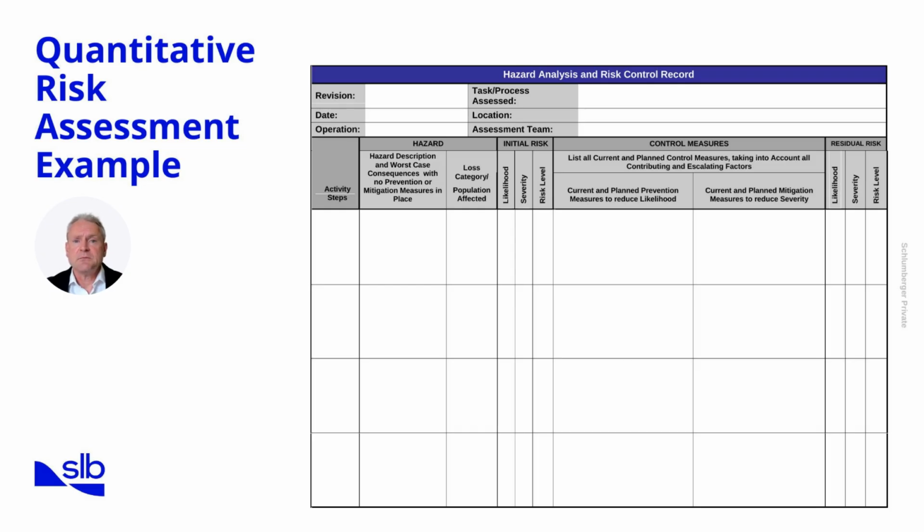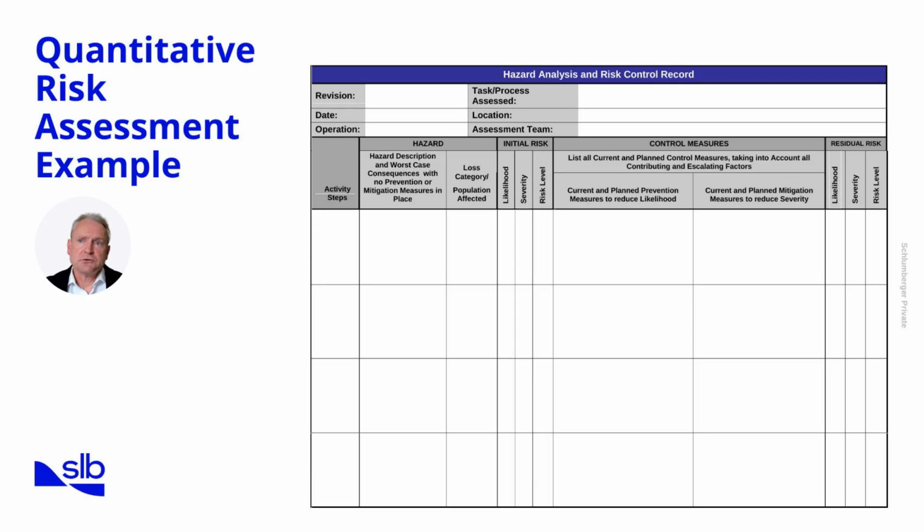Next, under hazard, we describe the potential threat and its worst-case consequence if no prevention or mitigation measures are in place. Alongside, the loss category or population affected specifies who or what could be harmed, for example, personnel, the environment, or equipment. The initial risk section contains 3 subcolumns: likelihood, severity, and overall risk level. These values reflect the risk profile before any controls are applied. Likelihood represents the probability of occurrence, severity measures the potential impact, and risk level combines the two.